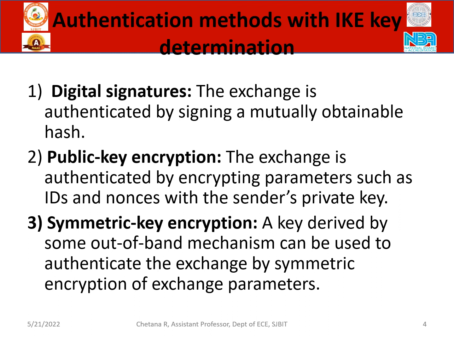The exchange is authenticated by encrypting parameters such as IDs and nonces with the sender's private key. Along with the private key, the information you are sending, like the ID and the nonces, is encrypted and authenticated, so it is generated from the right source. Next, symmetric key encryption. Here a key is generated which can be used to authenticate the exchange by symmetric encryption of the exchange parameters. So this also helps in authentication, and it takes care to see that it originated from the right source.